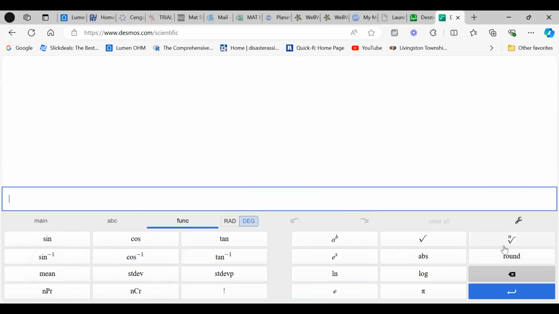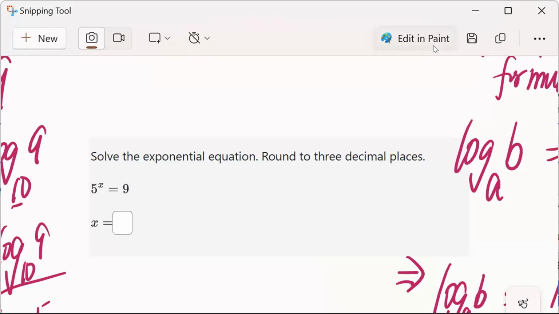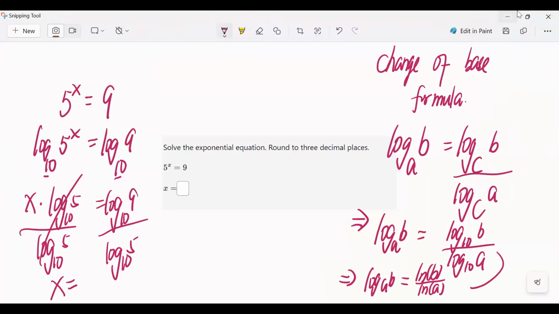You do log. By default, that's base 10, right? Log 9 over, is it log? Yeah, log 10 of 9 over log 10 of 5. So anytime you do not see a logarithm with a base, by default it's base 10. And then divide by log 5. Close it, and we get this. We need 3 decimal places, that would be 1.365, with rounding.